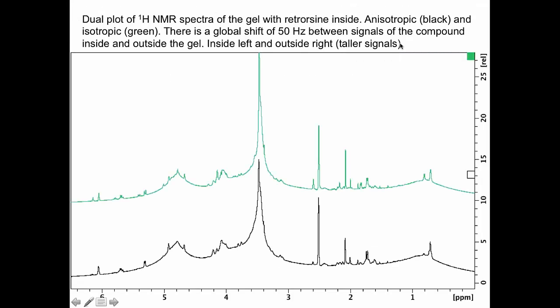In the case of these gels I told you, see, this is the dual plot. It shows retrorsine, a compound inside the gel, and isotropic is black, and anisotropic is green. There is a global shift here, see, of the compound. You will see the compound here, see, inside, outside, inside, outside, inside, outside, and when you compress it, well, the amount of sample outside the gel just goes down, and you can compress these gels, you know, to make the outside sample disappear.